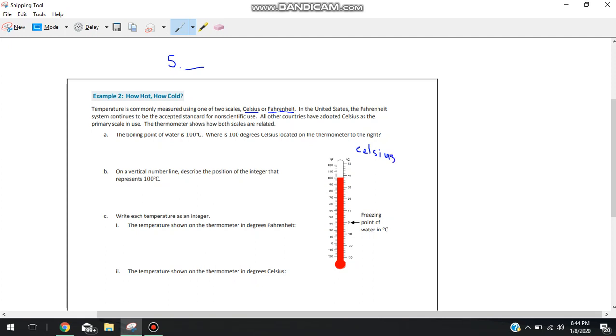I'm going to see if I can zoom in a little bit. Control plus. Okay, I can't, so you're going to have to look really closely. So where is 100 degrees Celsius? I see Celsius is here. That's 50, 40, 30, 20, 10, 0, -10, -20, -30. Where is 100 degrees? Oh, I guess it's not on the thermometer. Okay, so not on a thermometer.